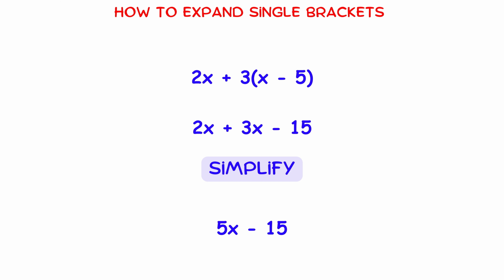And then once you've done that and we've expanded that bracket, we can bring down the 2x term as well. So you're now left with 2x plus 3x minus 15, which you can then simplify to 5x minus 15 as your final answer.